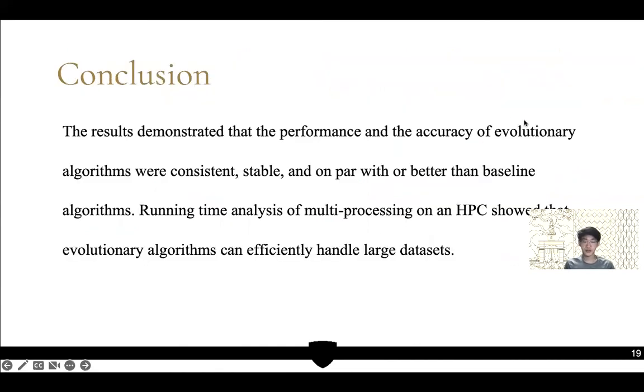Our results demonstrated that the performance and accuracy of the evolutionary algorithms were consistent, stable, and on par with or better than baseline algorithms. Running time analysis with multiprocessing and high-performance computing resources showed that evolutionary algorithms can efficiently handle large datasets.